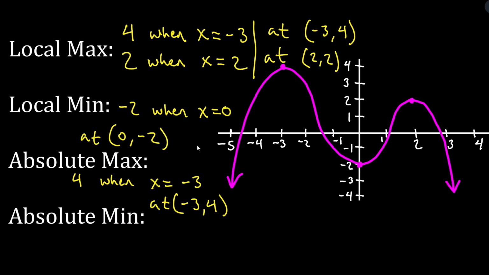What about an absolute minimum? What y value on this graph is smaller than all of the other y values? This is a little bit tricky, but there is none. There is no absolute minimum because the function goes down forever and ever. That's what these arrows mean. It decreases forever and ever. There is no smallest y value. No matter what y value we pick, the function will cross below it and get smaller. It goes down to negative infinity. So that's the concept of infinity, right? Going on forever and ever. So there's no absolute minimum on this graph.